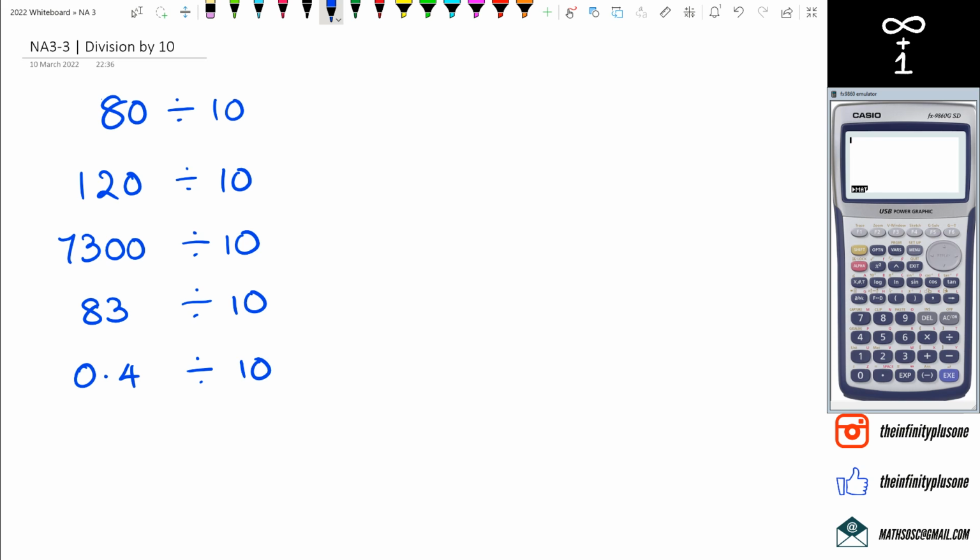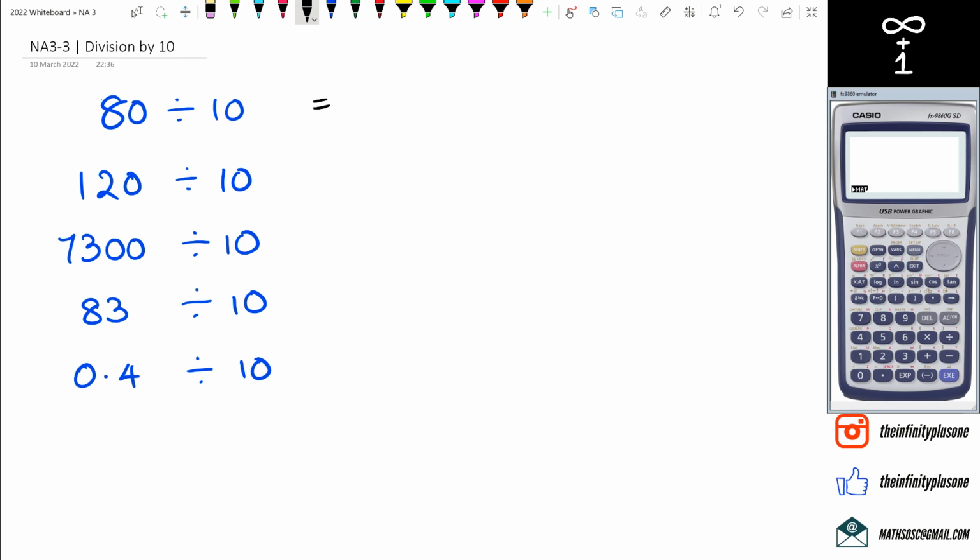Hey guys, in this session we're going to be looking at division of a number by 10 and some quick little shortcuts. I would recommend you watch the previous video in the series, which is multiplication of a number by 10. Because if you understand that, basically what we're going to be doing in this video is the opposite of what we did there.